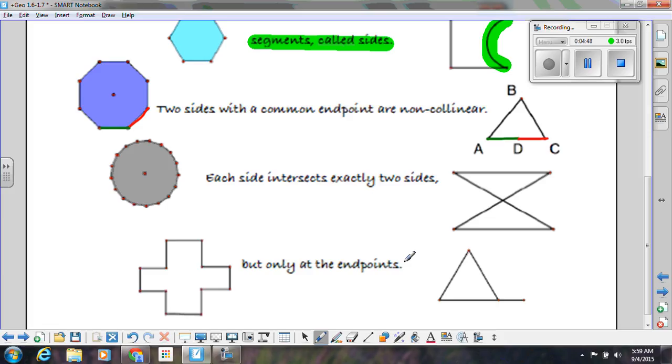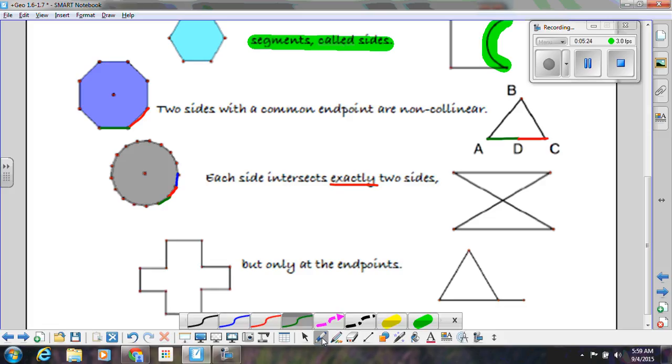Alright. The next thing is each side intersects exactly 2 sides. I'm going to focus on this word exactly. Exactly means no more, no less. So again, I'm going to highlight one of these sides. So we have a red side. It has to intersect exactly two sides. So there's the first side, and there's the second side. It doesn't touch any other more. It doesn't touch any one more at all. So it's not three, and it's not just one. It's exactly two.